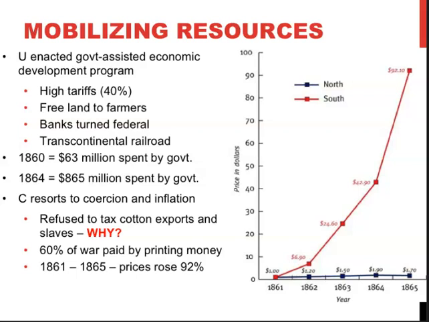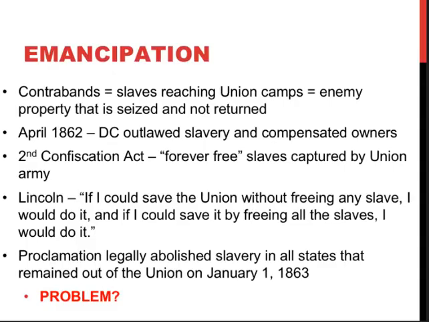From 1861 to 1865, prices rose 92%. And there we can see price in dollars, how much things cost. In 1861 it started out at $1, but by 1865 the same item would cost $92, and that's a huge problem.